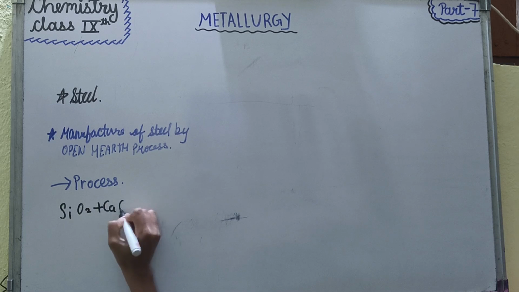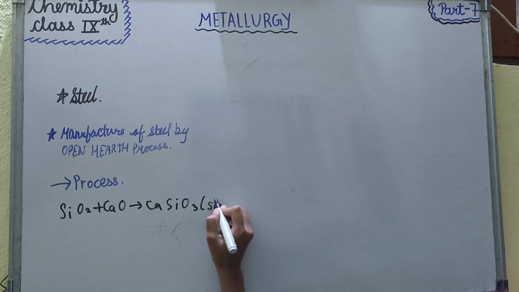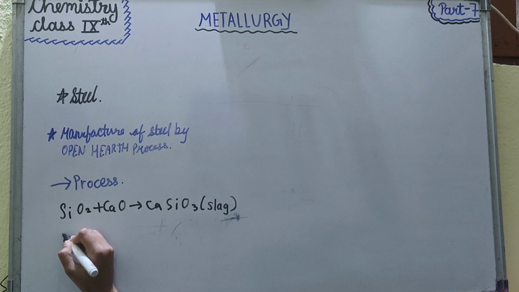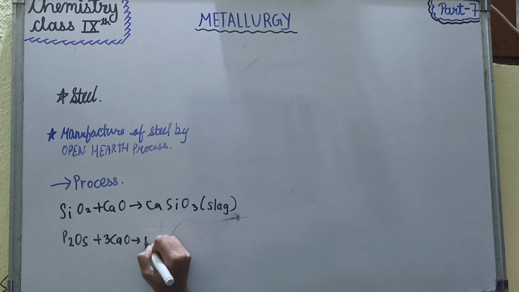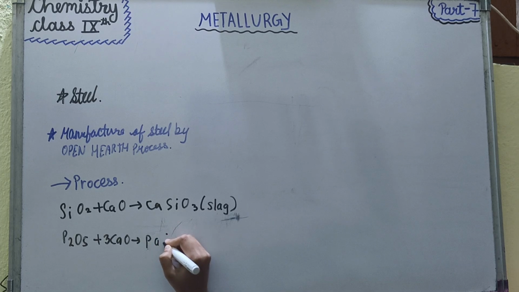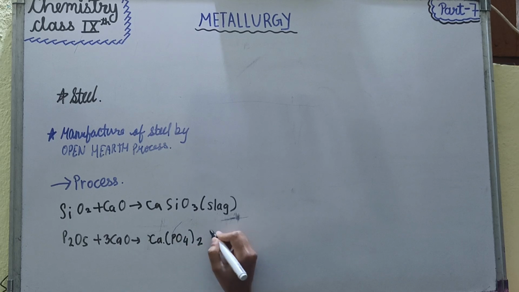SiO2 plus CaO gives CaSiO3 slag. P2O5 plus 3CaO gives Ca3(PO4)2 slag. Slag is removed and the molten steel then obtained is made in shapes as required.